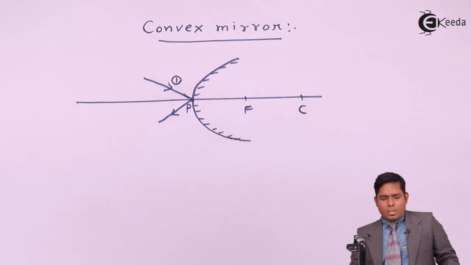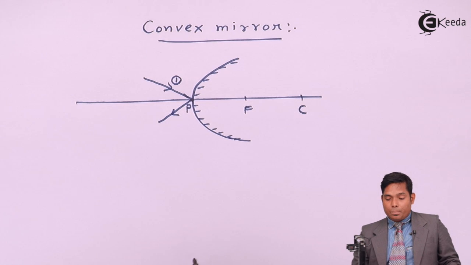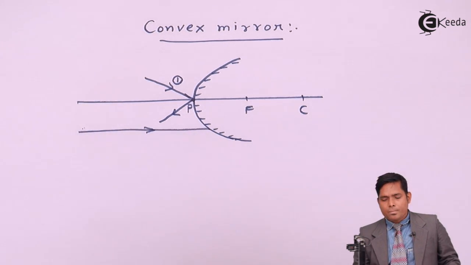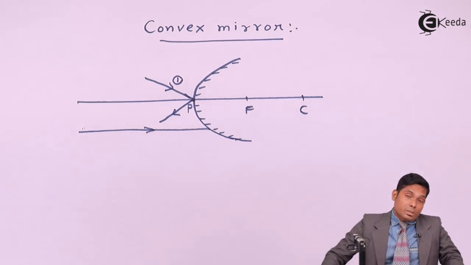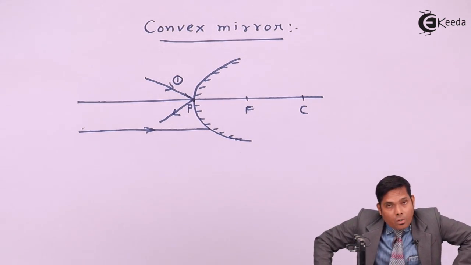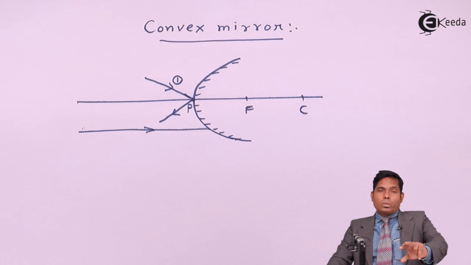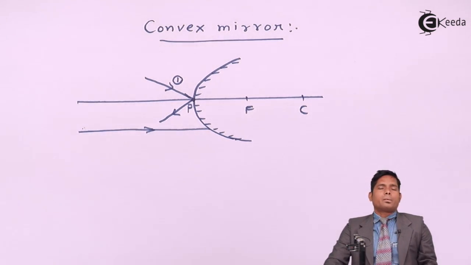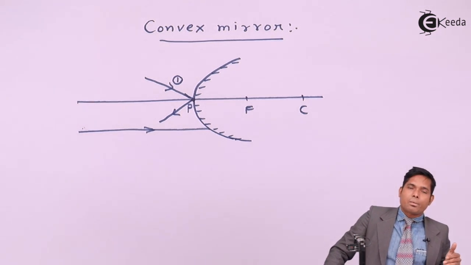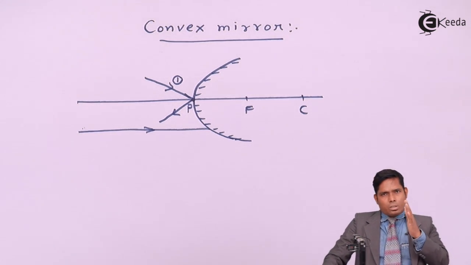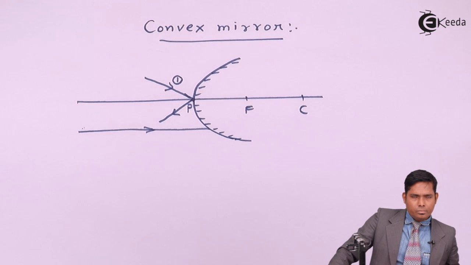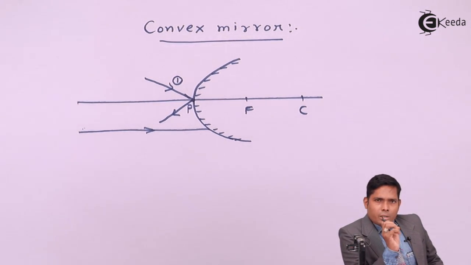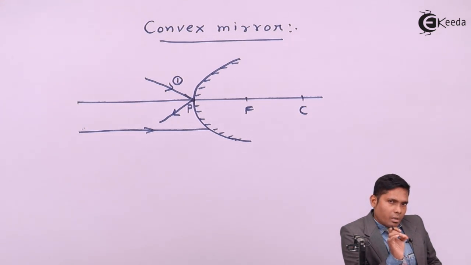The ray which is coming parallel to the principal axis like this, must pass through focus in case of a concave mirror. Also, it should be in case of a convex mirror. But in case of a concave mirror, the rays are real rays after reflection, and they pass through the real focus, because the real rays are actually meeting after reflection.